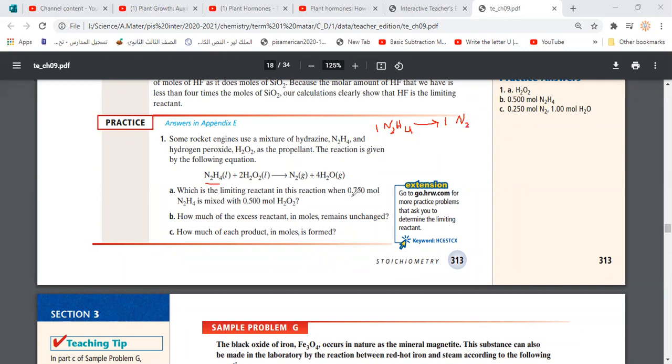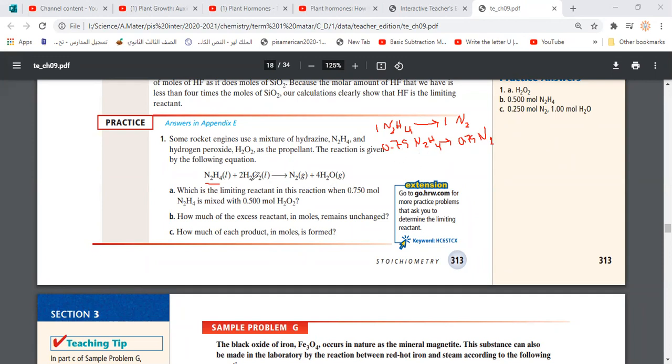So if you have 0.75 mole of N2H4, how many mole of nitrogen will they produce? 0.75. That's because the ratio is 1 to 1, so it will produce 0.75 mole of nitrogen. Good. So like this, we know the amount of nitrogen that could be produced from the amount of N2H4.